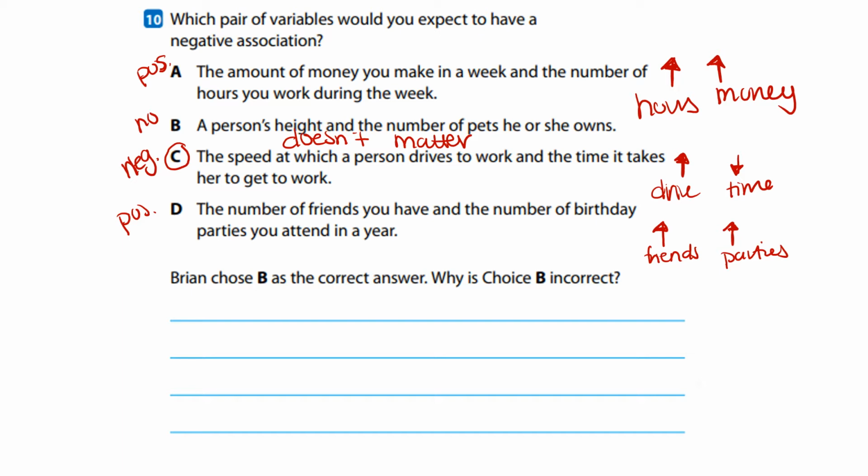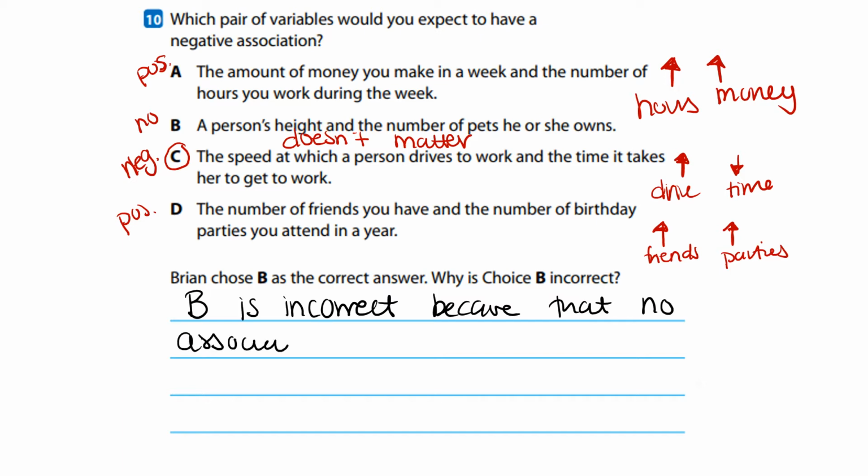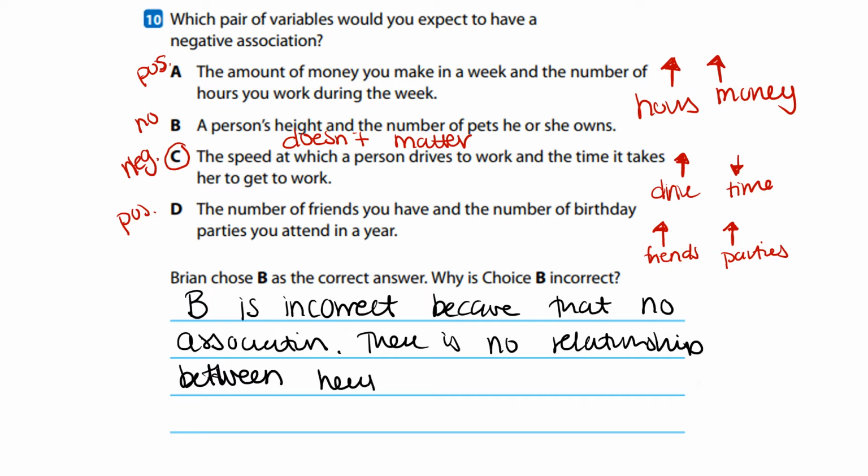For the second part of the question, it says Brian chose B as the correct answer. Why is choice B incorrect? So we already talked about this. B is incorrect because that is a no association. There is no relationship between height and number of pets owned. It is random.